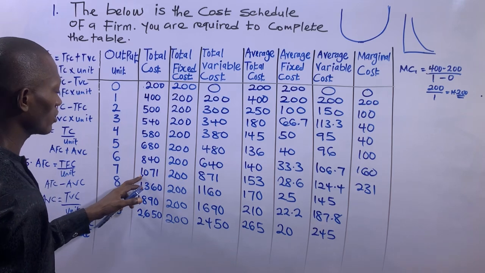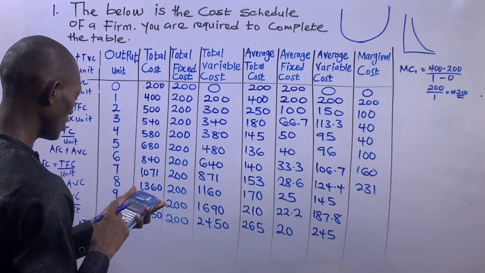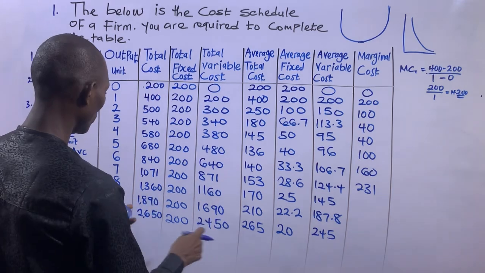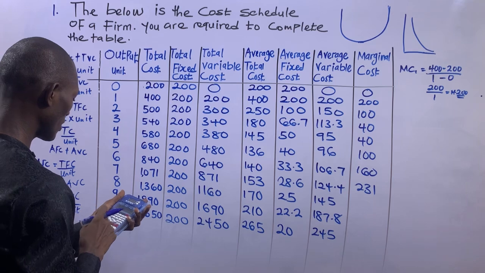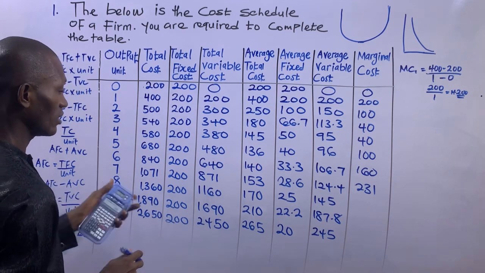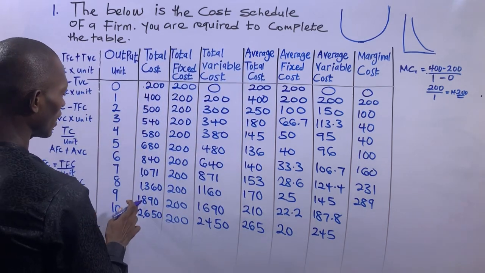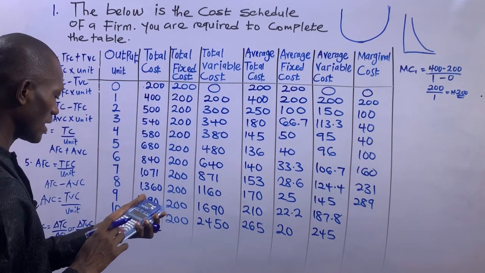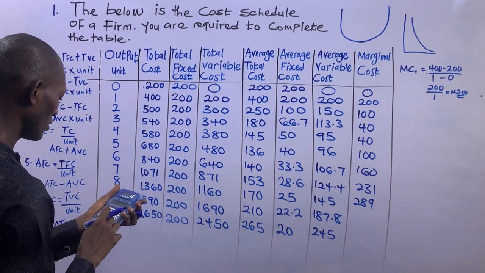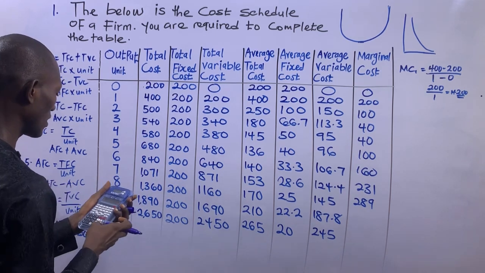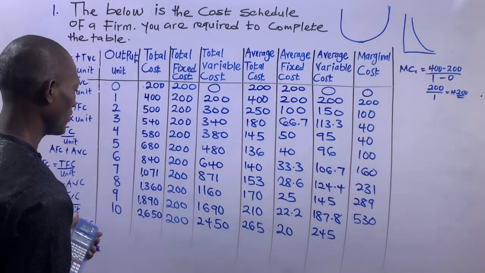231, that's 1071 minus 840. That's 231. Then 1360 minus 1071 divided by 8 minus 7. That gives us 289. Then 1890 minus 1360 divided by 9 minus 8. That gives us 530. I hope all these things are very simple to understand.